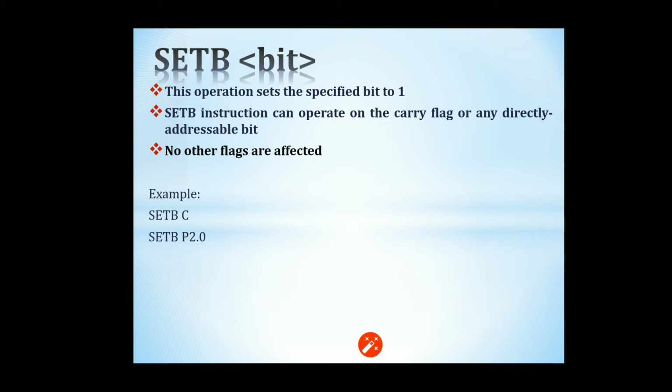SETB bit. This operation sets the specified bit to 1. The SETB instruction can operate on the carry flag or any directly addressed bit. In this instruction, no flag will be affected. For example, SETB C, SETB P2.0.